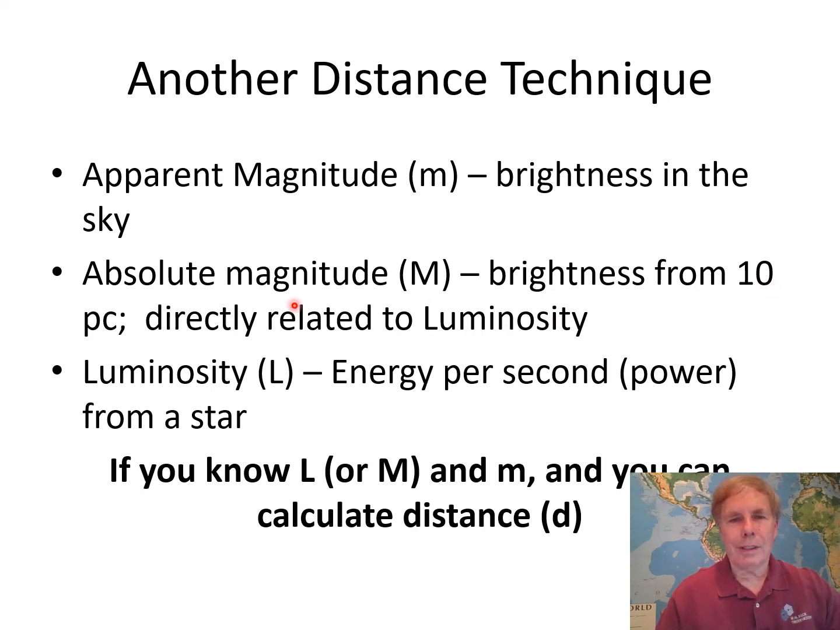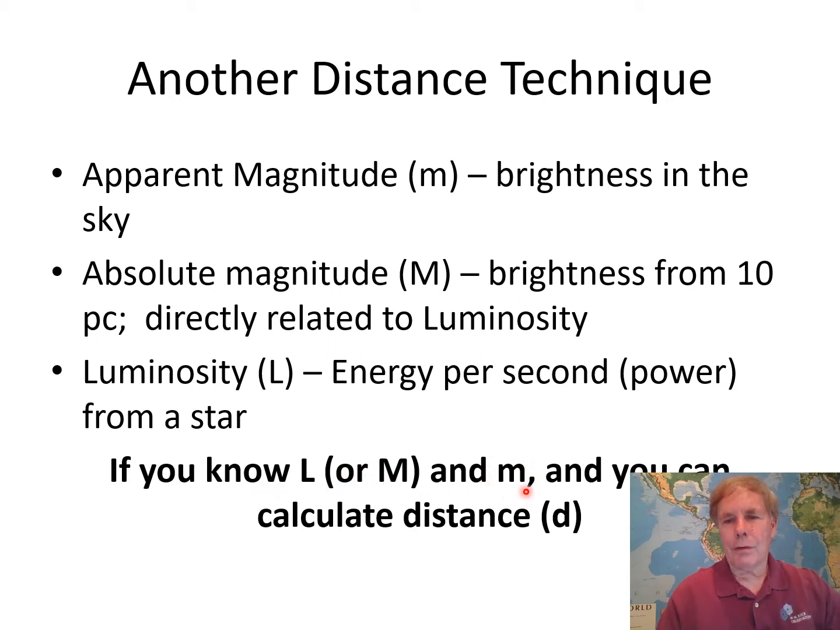So this is another distance unit that astronomers like to use. The absolute magnitude is actually directly related to the luminosity. So when we can plot either one or both, as you'll see, everything works out. Now here's the trick. Are you ready? If you know the luminosity or the big M, they're basically the same.